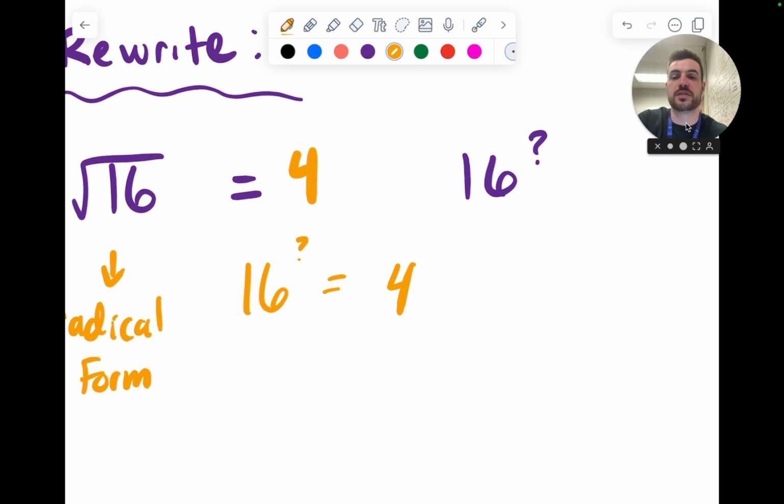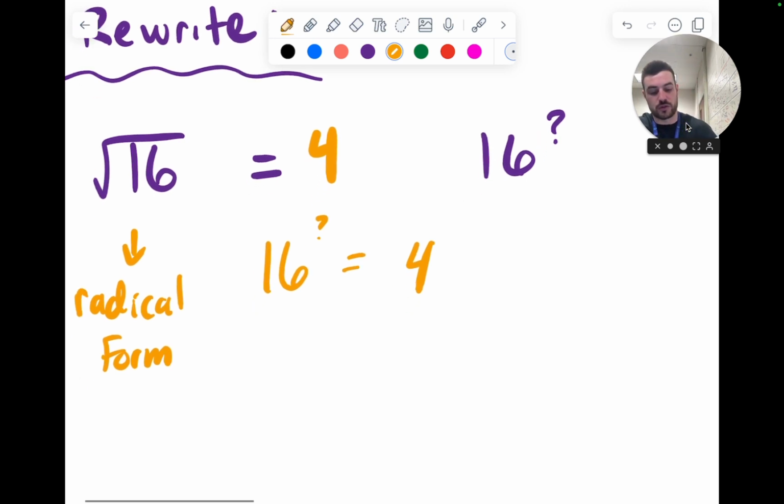Now many students typically start off by guessing and checking, which is absolutely fine. You could use a calculator to help you out. Usually what we end up with first is the idea that when we raise 16 to any positive whole number power, we end up getting a bigger number. And we know that we want a smaller number, right? 4 is smaller than 16. So we know that a positive number greater than 1 is not going to work.